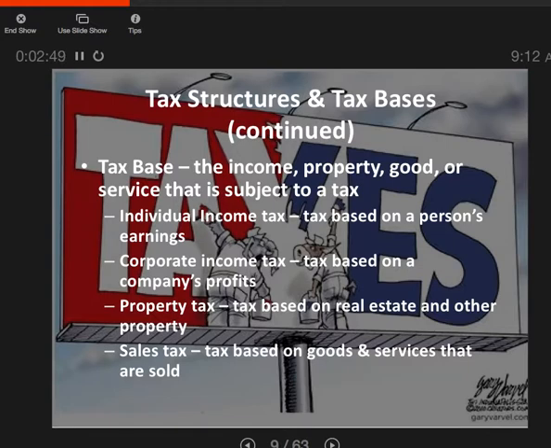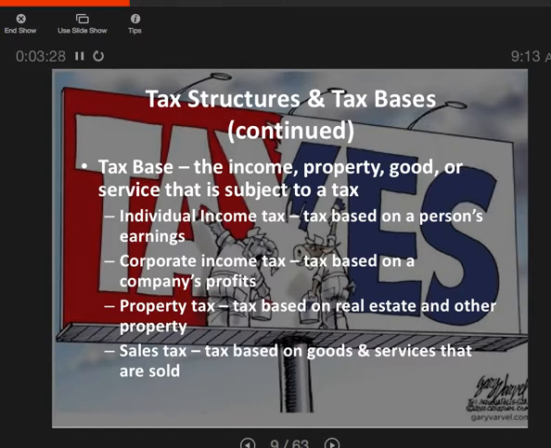Now we have something called a tax base. In the tax base, there are 4 different categories that are drawn on to tax. The first one is an individual income tax. That is based on a person's earnings. Corporate tax, this is companies' business, whatever profit they make, they get taxed on that. A property tax, this is real estate, houses, any property that is owned gets taxed. And then there's sales tax, which is on goods and services.